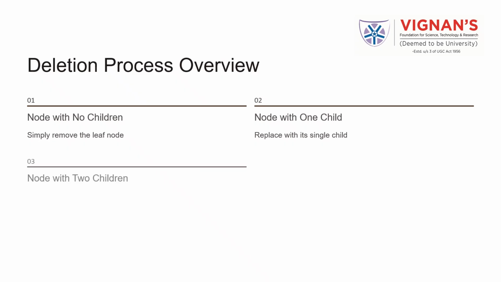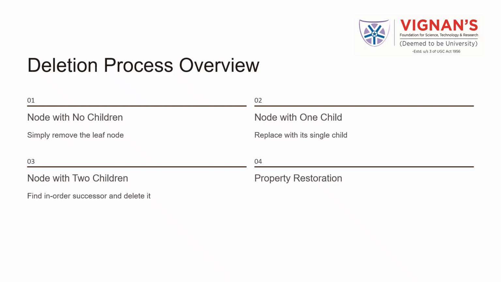If the node has two children, we do not delete it directly. Instead, we find its in-order successor, which is the smallest node in the right subtree. The value of the successor is copied, and then the successor node is deleted. This reduces the problem to deleting a node with at most one child. After the physical deletion, the final step is property restoration. This involves recoloring nodes and performing rotations to eliminate the double black issue and restore all red-black tree properties. Throughout this process, the tree maintains O(log n) time complexity.